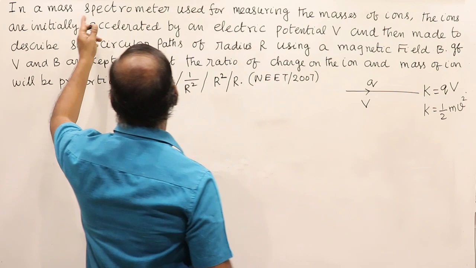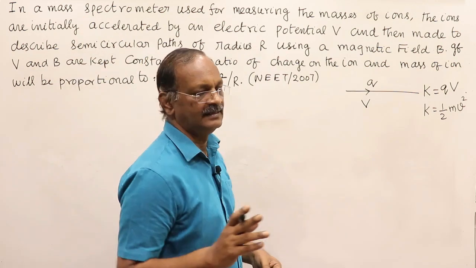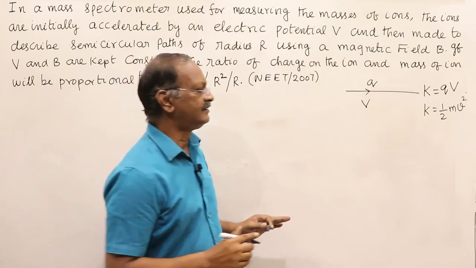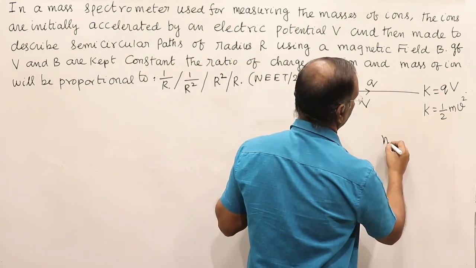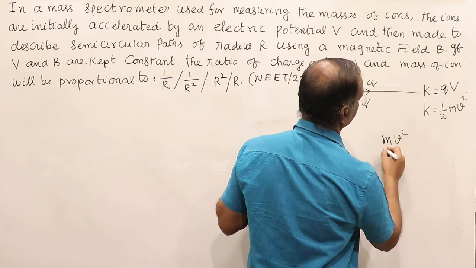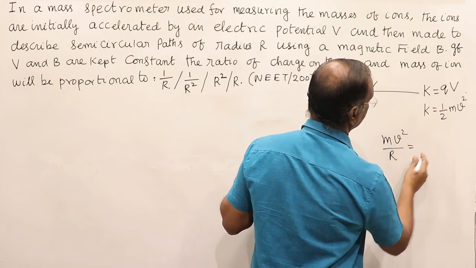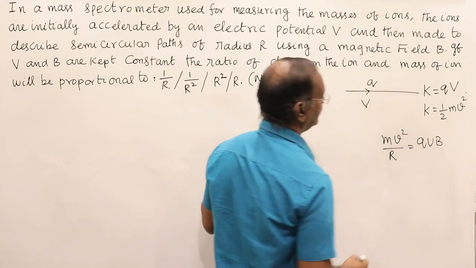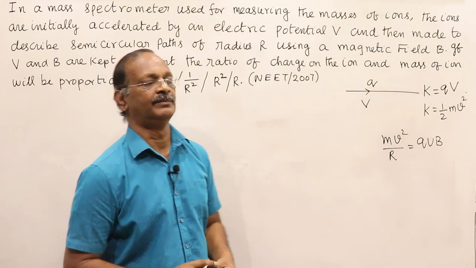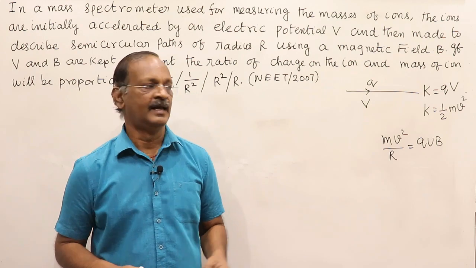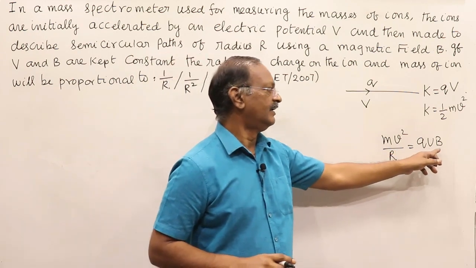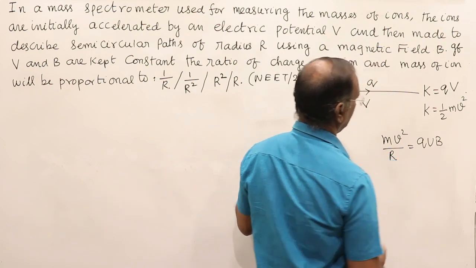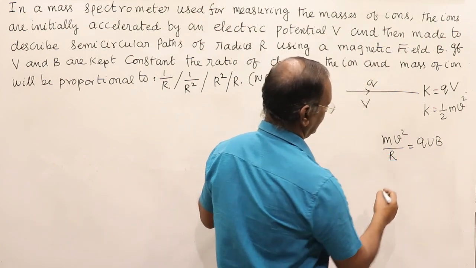Since it is moving in a semicircular path, whether semicircular or circular, its centripetal force m v square by R is balanced by the magnetic force Q V B sin theta, where theta is 90 degrees. For a particle to move in a circular path, the magnetic field and the velocity must be at 90 degrees, therefore sin 90 is equal to 1. So we can find out R.